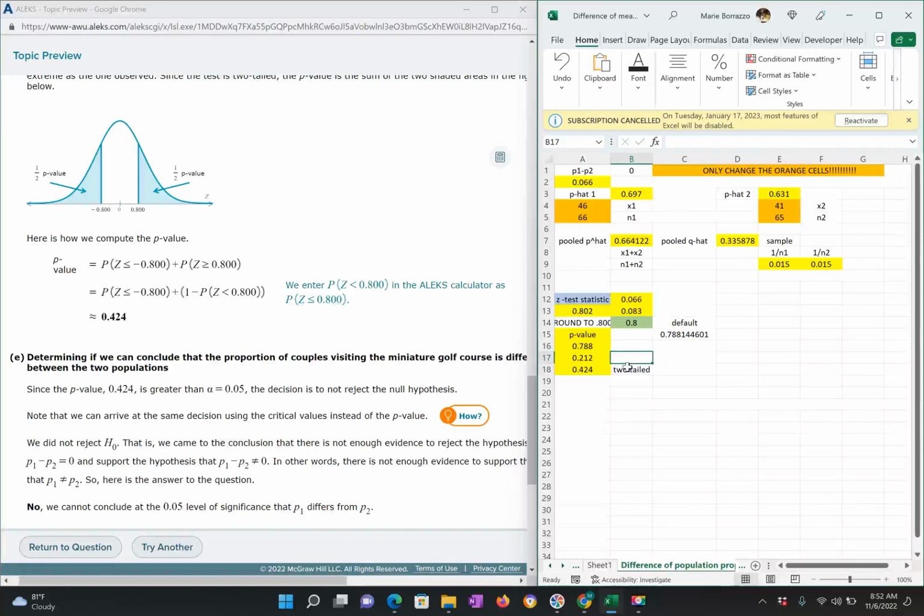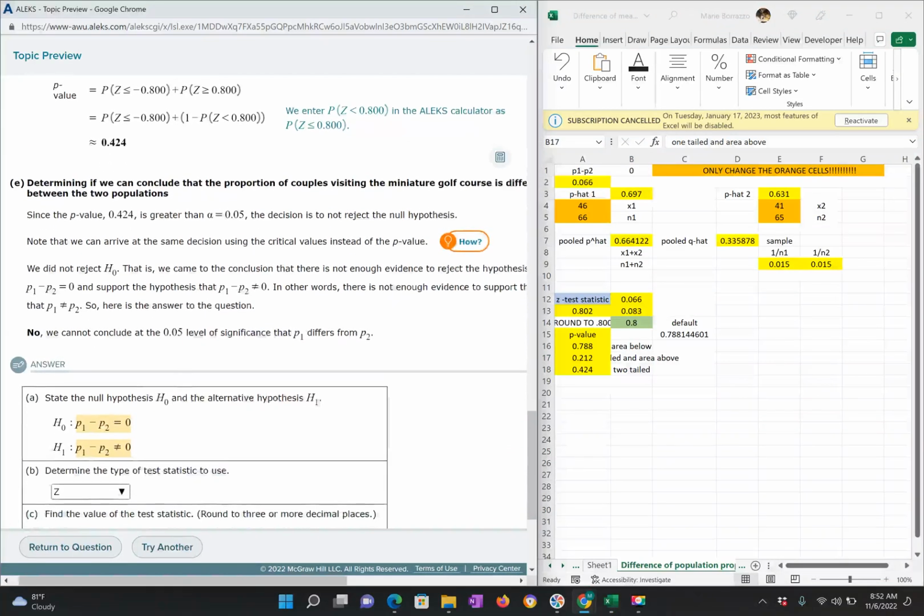If it's not two-tailed, this is what you would use. This is one-tailed, and this is the area above. This is one-tailed area below. So just remember these two are one-tailed. All right, you can see it up here. If you can't see it down here clearly, you can at least see it up there.